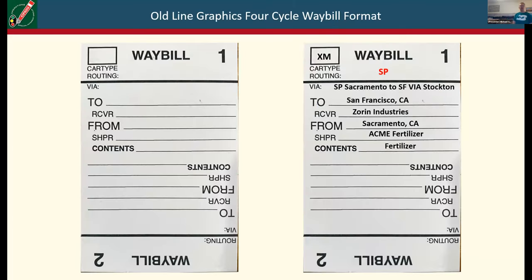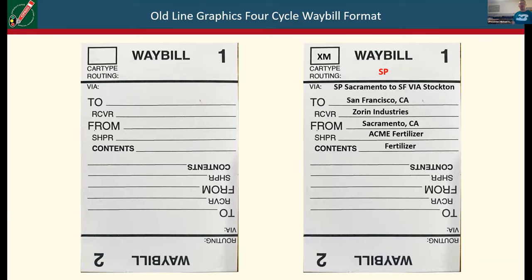This is the old Line Graphics ones. These are some older ones that I haven't seen a layout in probably 20 years that uses these, but you can still find these, I think sold on eBay or someplace, or maybe people have stockpiles of these at home. These are the four cycle waybills. The left side is the blank empty one. The right side has the top part filled out.